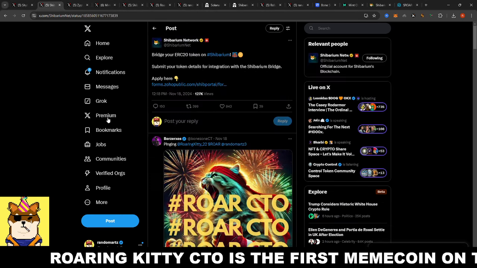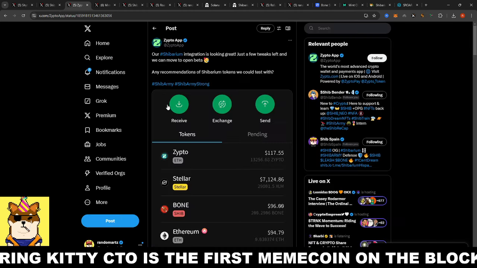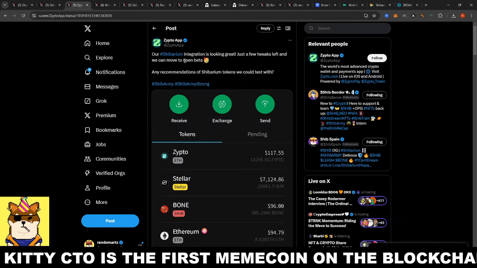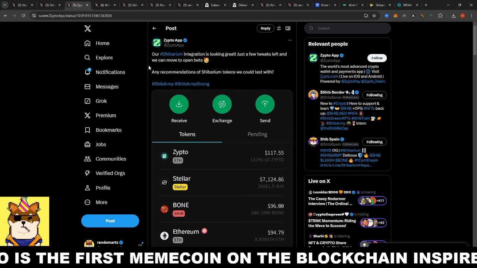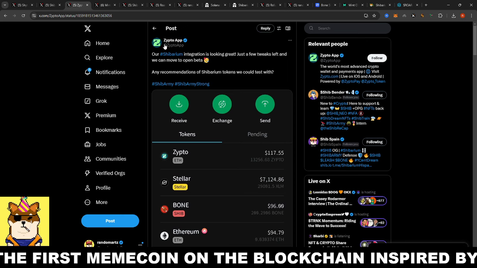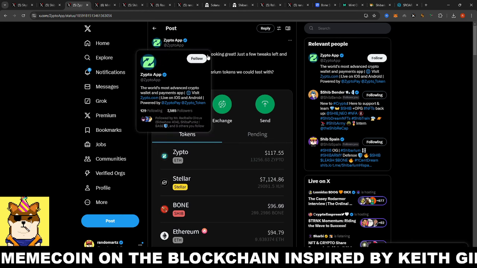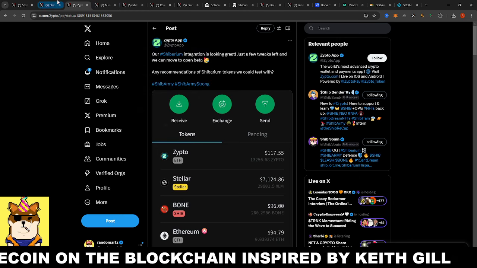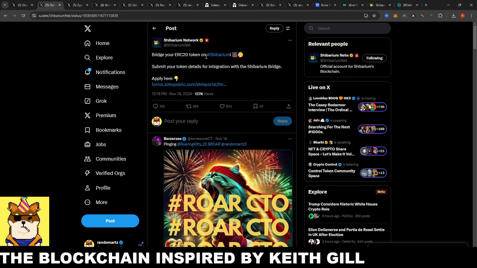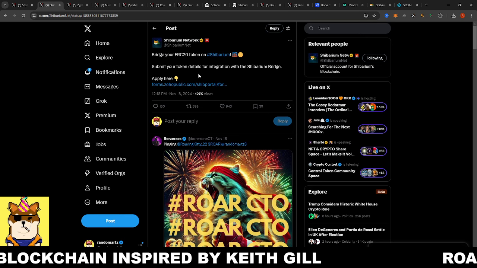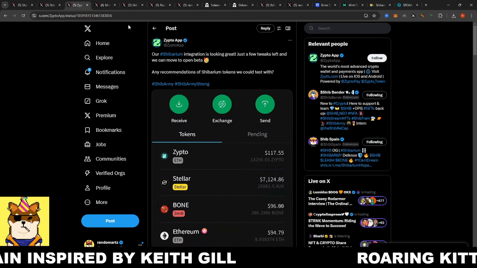Now, you are seeing, and this is not a coincidence, guys, projects like this saying our Shibarium integration is looking great. Just a few tweaks left and we can move to open beta. So this project right here integrating with Shibarium is not a coincidence because they just announced this right here. Bridge your ERC-20 tokens to Shibarium. Submit. I wouldn't be surprised if this was a project that also submitted as well.